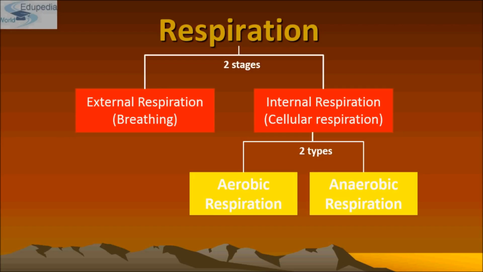Now the question arises: what is internal respiration and how is it different from external respiration? Internal respiration is a metabolic process during which oxygen is released to tissues and the carbon dioxide is absorbed by the blood. Once inside the cell, the oxygen is utilized for the production of energy in the form of ATP, that is adenosine triphosphate, and it is again of two types: aerobic respiration and anaerobic respiration.